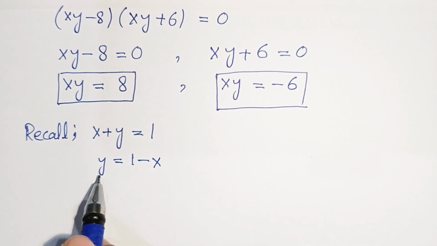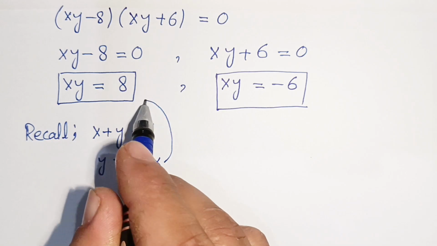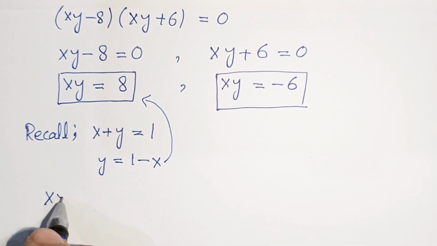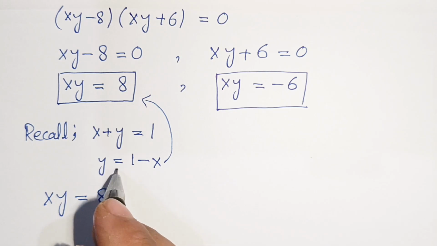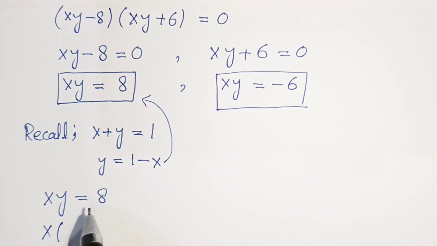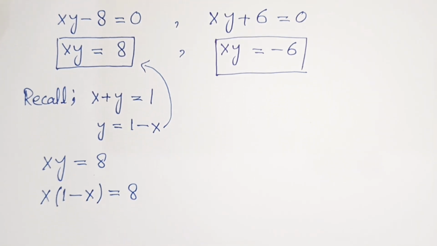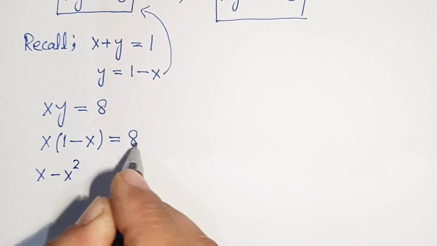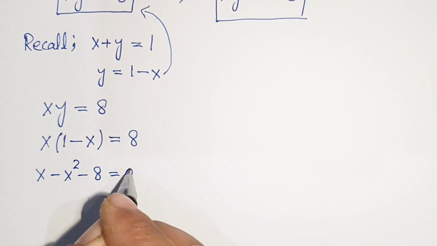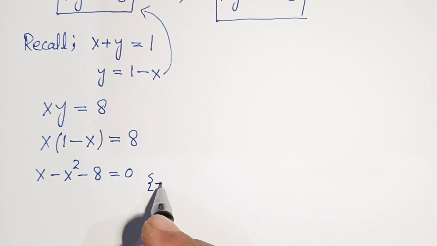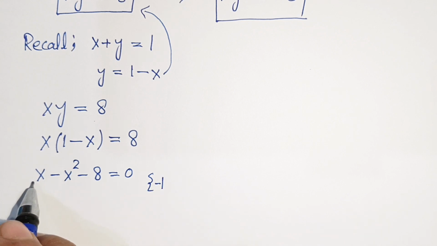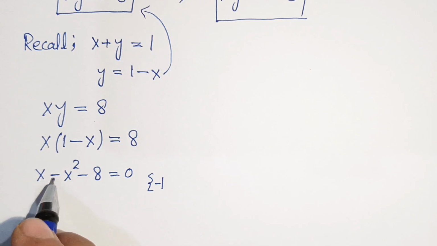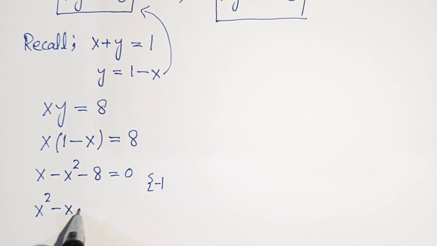Now putting this value of y in this equation, we have x times y is equal to 8, and x times the value of y, which is 1 minus x, is equal to 8. Solving this, we get x times 1 is x, minus x times x is x squared. Shifting this, we get minus 8 is equal to 0. Now if we multiply minus 1 on both sides, we get x squared minus x plus 8 is equal to 0.